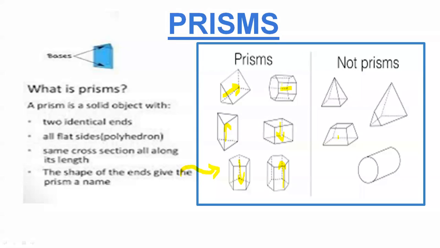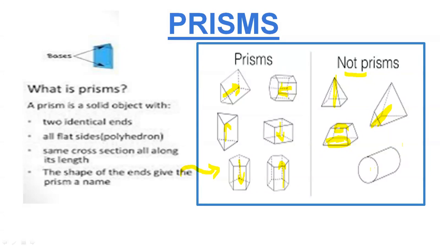Okay. And what about these shapes? Why are we taking them under the heading of not prism? Look at what the difference is. The base is not identical. In this, the base is identical, both having a triangle, but not the same cross section all along its length. What about this? Not the same cross section. Look, it's broad from here, so it's not the same cross section all along its length.